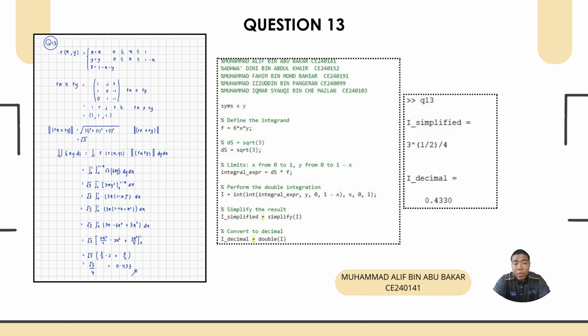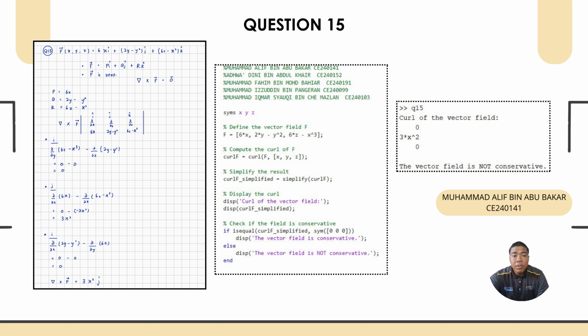And we go to the MATLAB coding. The MATLAB code defines the integrand symbolically using syms and integrates over the triangular region described. The integrand is 6xy times the square root of 3. First, the code integrates with respect to y from 0 to 1 minus x, and then integrates the result with respect to x from 0 to 1. MATLAB returns the value as 1/4 times the square root of 3, which matches our manual calculation.